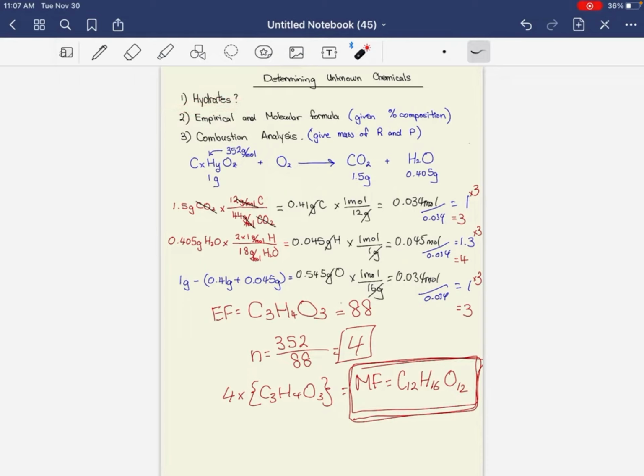So we looked at hydrates today. We looked at empirical and molecular formulas, given, of course, percent composition. We looked at combustion through combustion analysis, which is what we did here. It's a lot of math. It's a lot of math indeed. But with some practice, I'm sure you guys are all good. I'm sure you guys will be just fine.